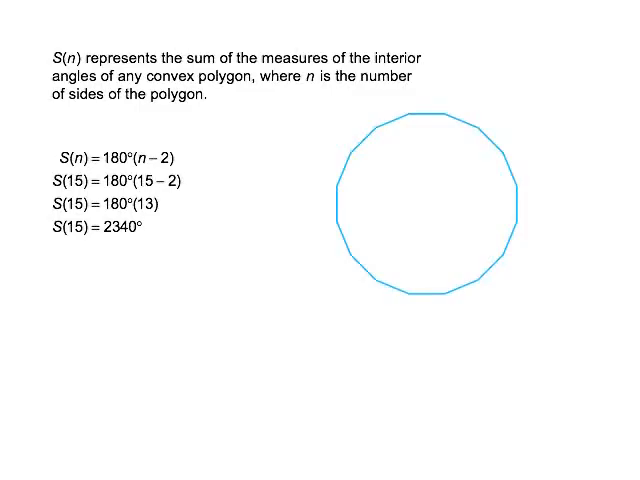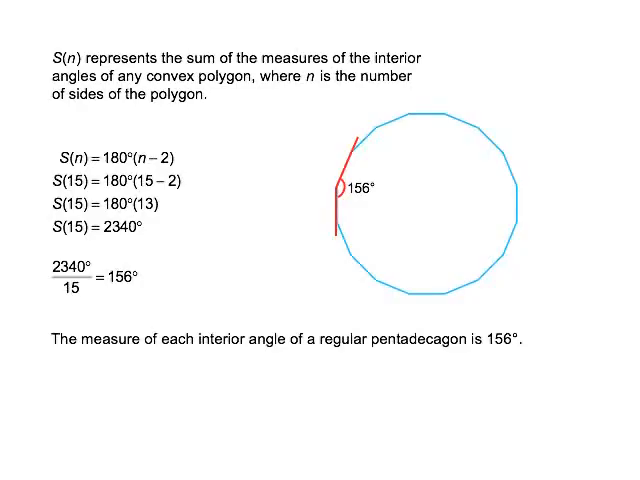A regular pentadecagon has 15 interior angles, and all of these angles are equal, so I divided the total by 15. The measure of each interior angle of a regular pentadecagon is 156 degrees. This looks reasonable based on my sketch, since the interior angles are much greater than 90 degrees, but only a little smaller than 180 degrees.